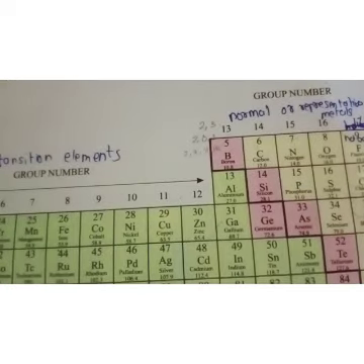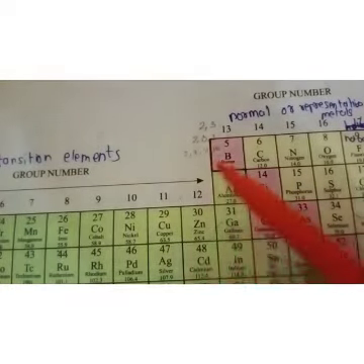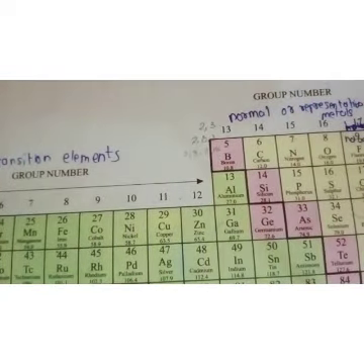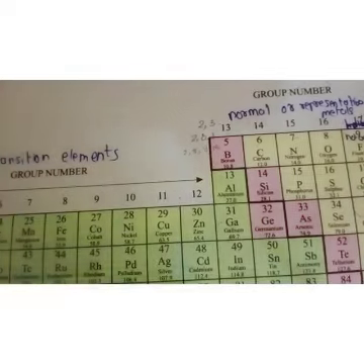But for groups 13 to 18, for example boron. Boron, how to write the electronic configuration? Boron belongs to group 13.